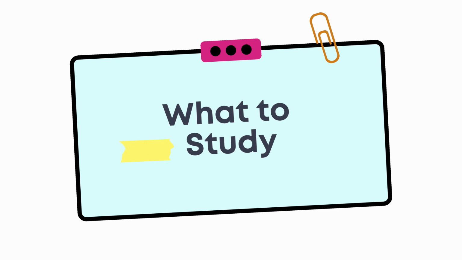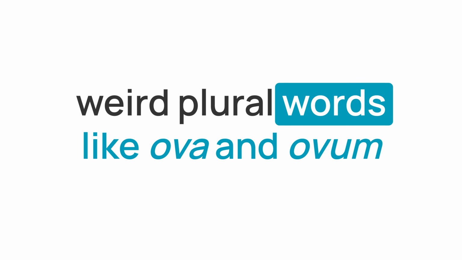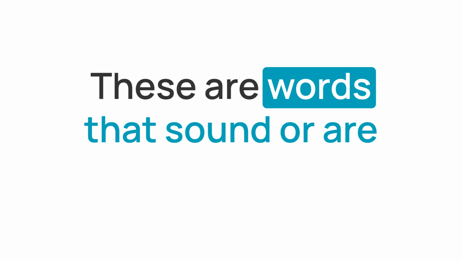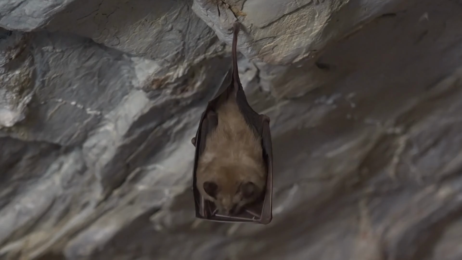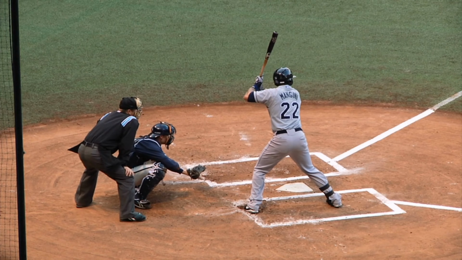Now let's take a look at what to study for the TEAS English section. So spelling and punctuation. This covers kind of a lot, but a lot of it is spelling rules you maybe already know, examples of frequently misspelled words, and correct spelling for weird plural words like ova and ovum. There's also knowing spelling of homophones and homographs. These are words that sound or are written alike but have different meanings. So bat, the mammal that flies in the sky, versus bat that's used in baseball.